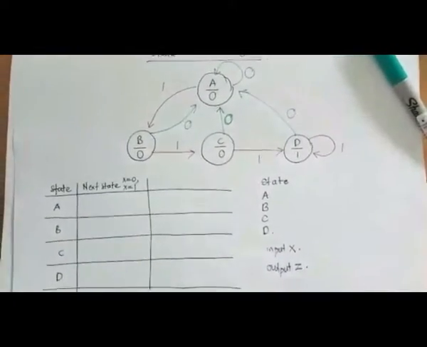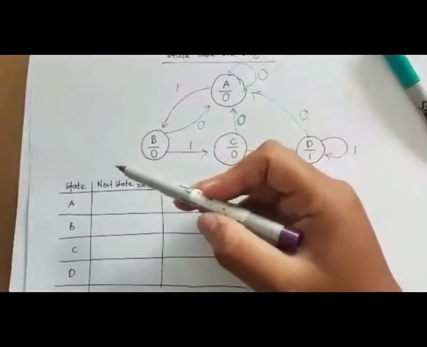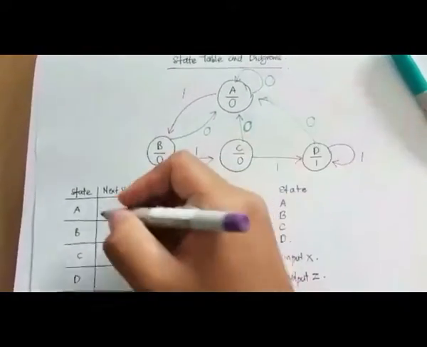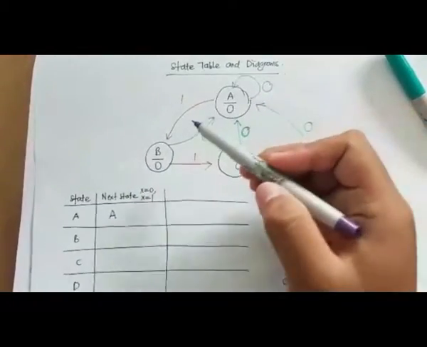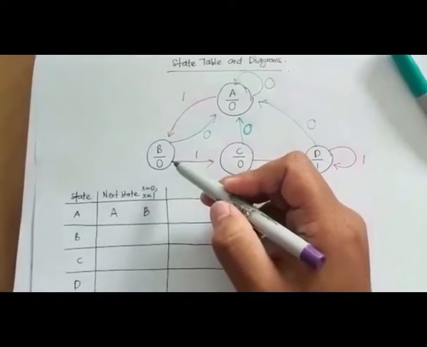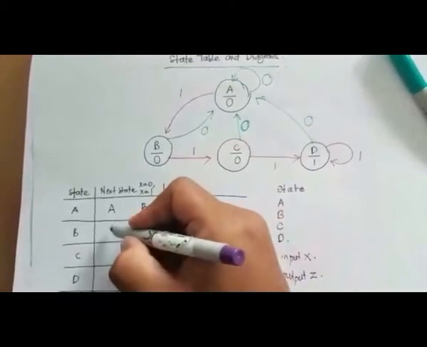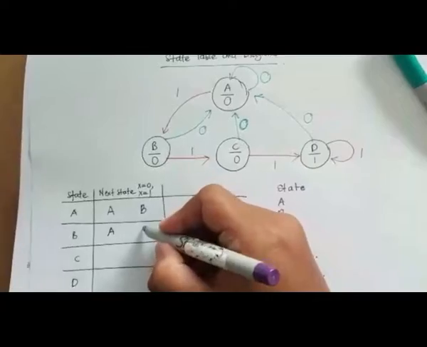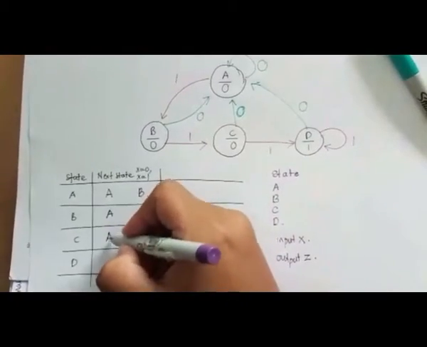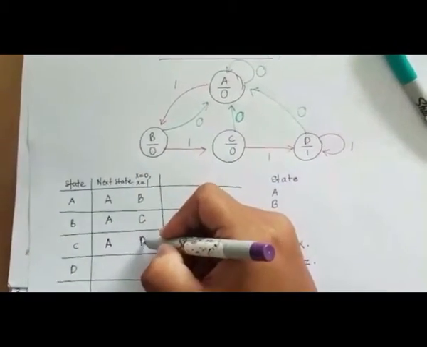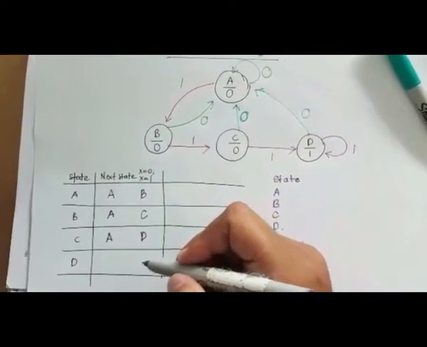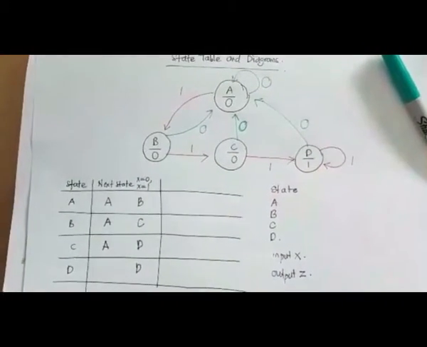To complete this table, for state A, if X is equal to 0, it will stay at A. If it's 1, it will go to B. For state B, if it's 0, it will go to A. If it is 1, it will go to C. For state C, if it is 0, it will go to A. If it is 1, it will go to D. For state D, if it is 1, it will stay at D. If it is 0, it will go to A.